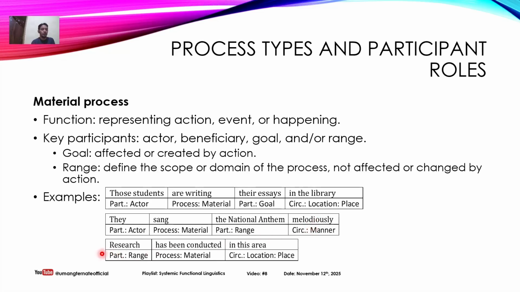And then the last example here. Research has been conducted in this area. The research here is range. Why is it not goal? Because research is what has been conducted. It is not something created, but it is the domain of the process. So what are they doing? They are doing research. Okay, so research is the domain of the process, the scope of what people do. So it is range, not goal.